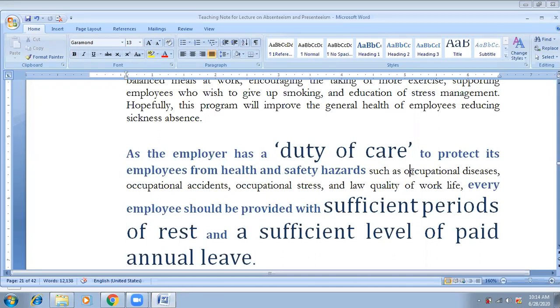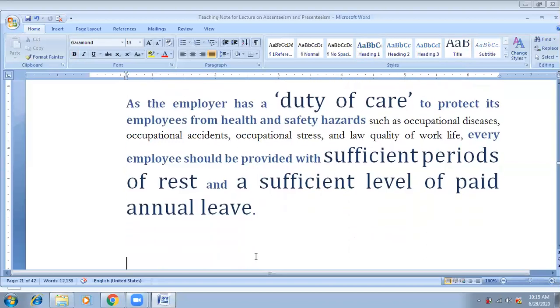Therefore, from occupational diseases, occupational accidents, occupational stress, and low quality of work life, employees are supposed to be protected by the employer. That's why there is one function of HRM called health and safety management, employee health and safety management. So this is considered a duty of care on the part of the employer. Then every employee should be provided with sufficient periods of rest and also a sufficient level of paid annual leave.